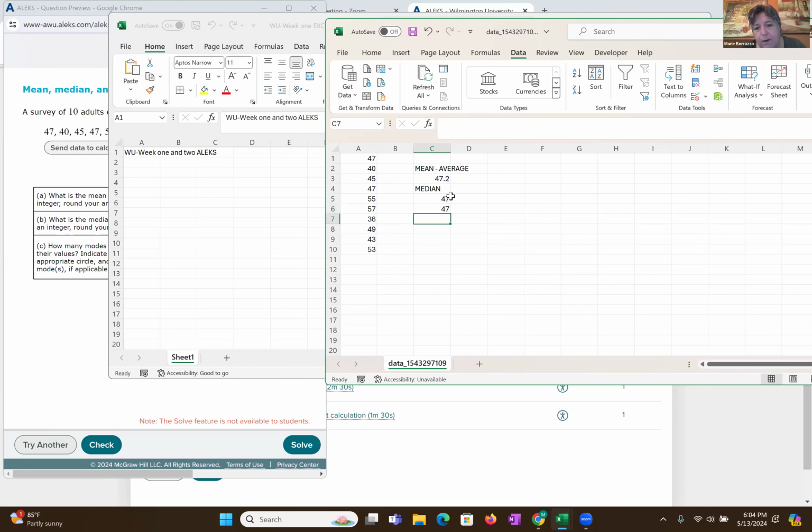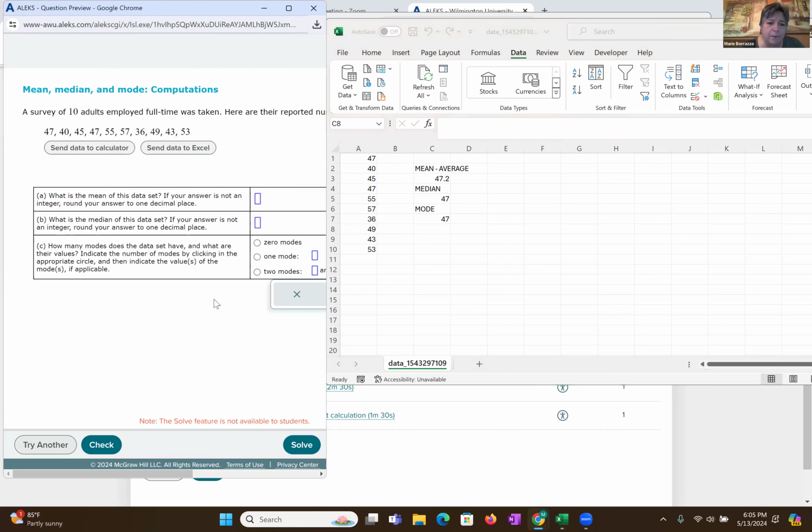And it says 47 is the mode. If you look at the numbers in this case, technically 47 is the mode because there are two of those. I only see one 40, one 43, one 55, and so 47 is the mode. Again, I'm going to go equals mode, highlight all, enter, and 47 is the mode.